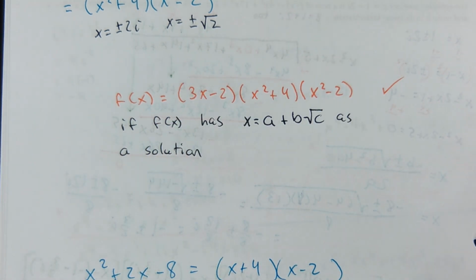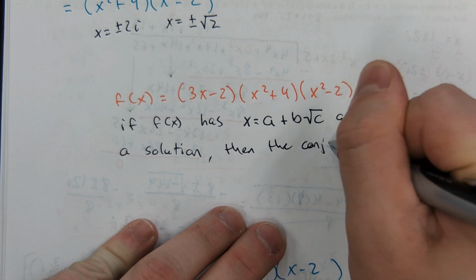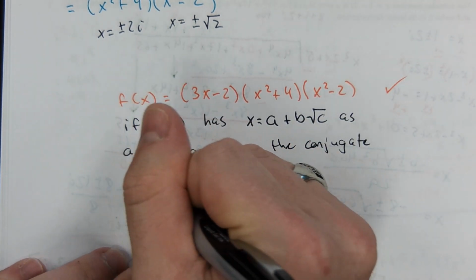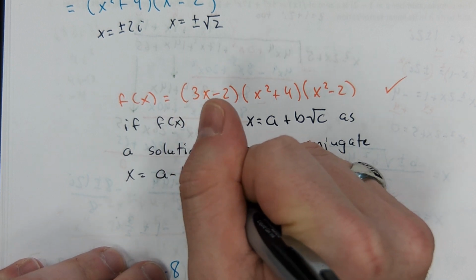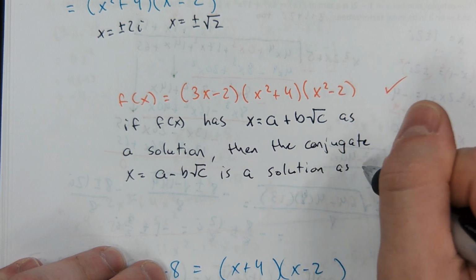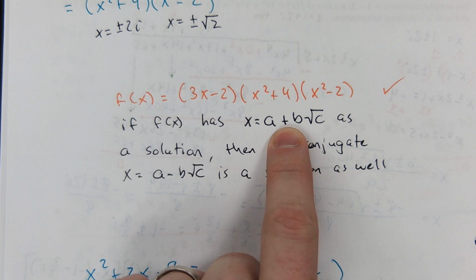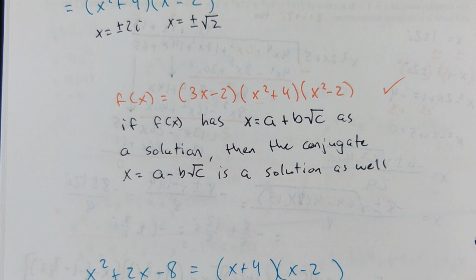If f of x has x equals a plus b root c as a solution, then the conjugate x equals a minus b root c is a solution as well. So yes, all complex results come in conjugate pairs, and specifically irrational forms or irrational zeros of this form also come in conjugate pairs.